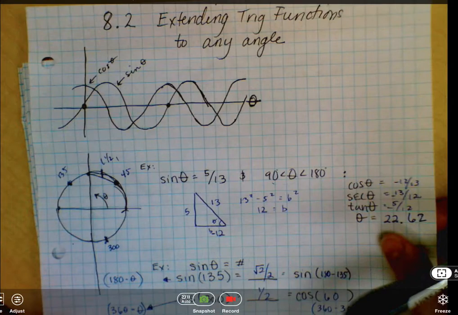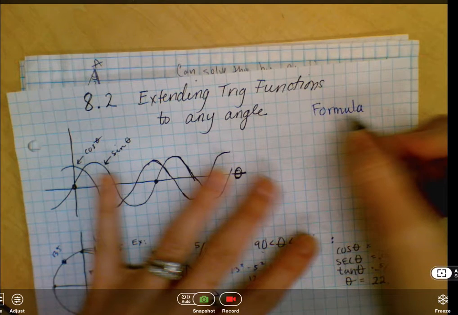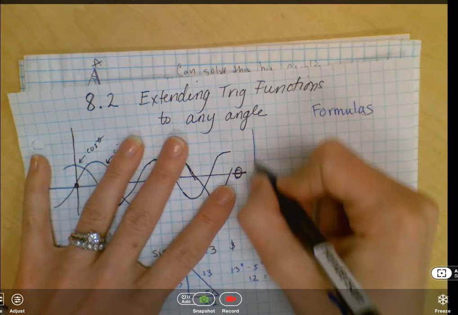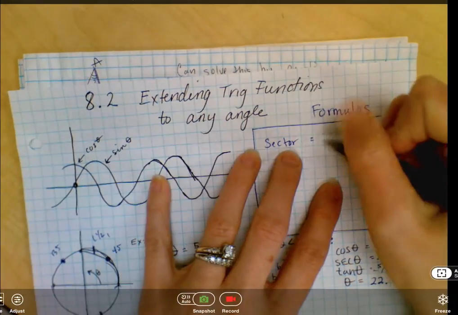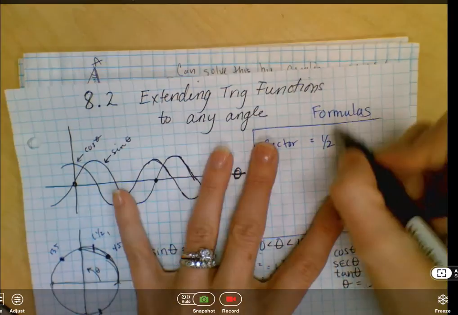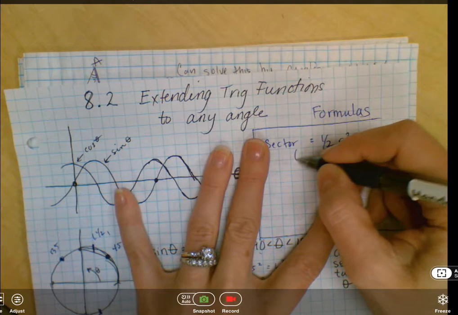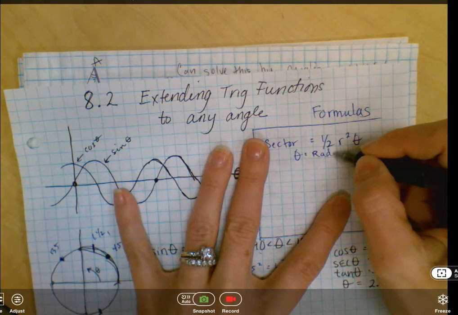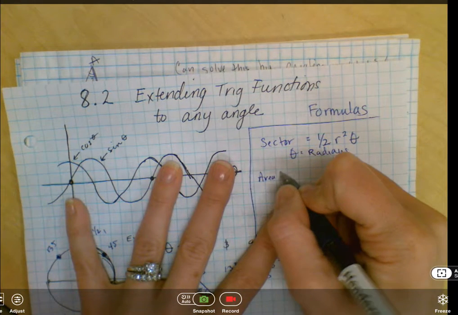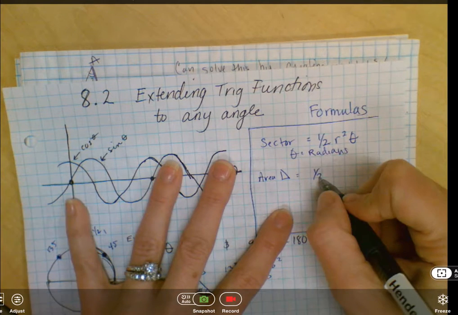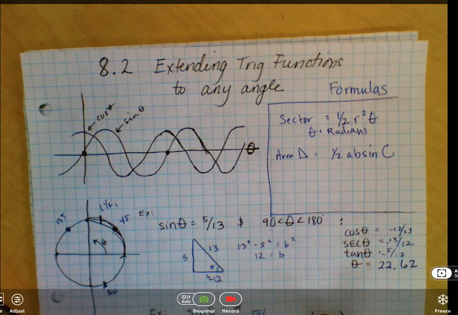There's one other formula that is in this section. So we have the area of a sector, which is 1/2 r squared theta, where theta is in radians. That's one formula. The area of a triangle, that's in this section, 1/2 AB sine C. And then we have these two different rules here.